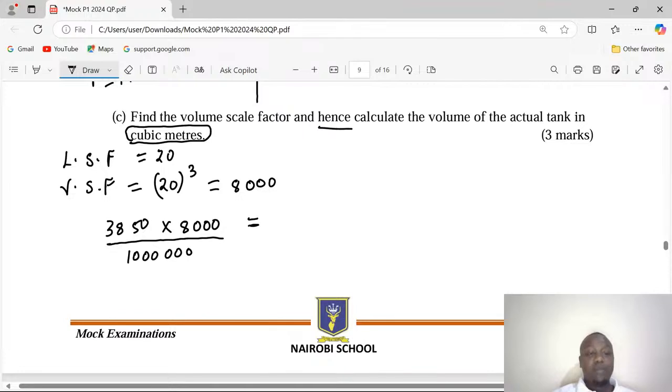Remember, we have multiplied by the volume scale factor because we are getting volume of the actual tank. If it was volume of the model given the volume of the actual, then we would have divided. So it depends on the direction. If we are getting the larger one, we use multiplication. If we are getting the smaller, we divide by the scale provided.